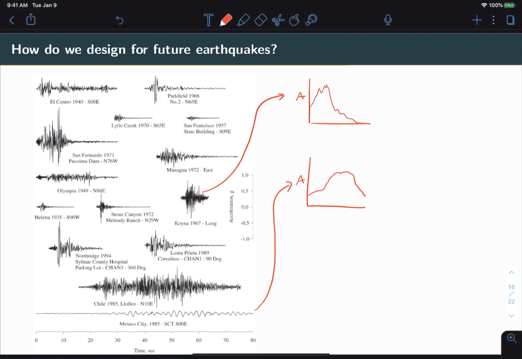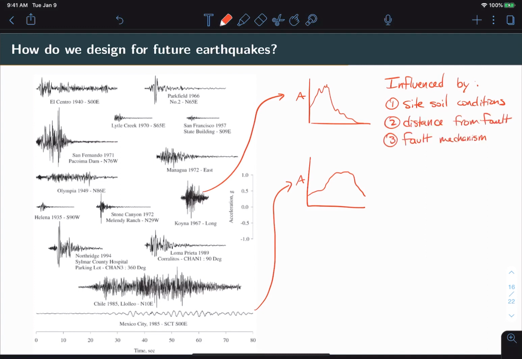Each of these response spectra are going to be influenced by a large list of factors, including the local soil conditions at the site, the distance from the fault mechanism or the earthquake mechanics, the magnitude of the earthquake, and we could keep going. So what we really desire is some sort of representative spectrum that could cover a wide range of earthquakes for a particular location with some sort of level of acceptable risk.